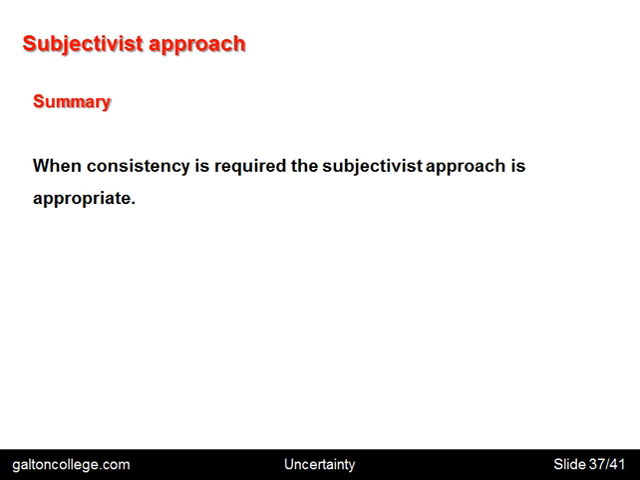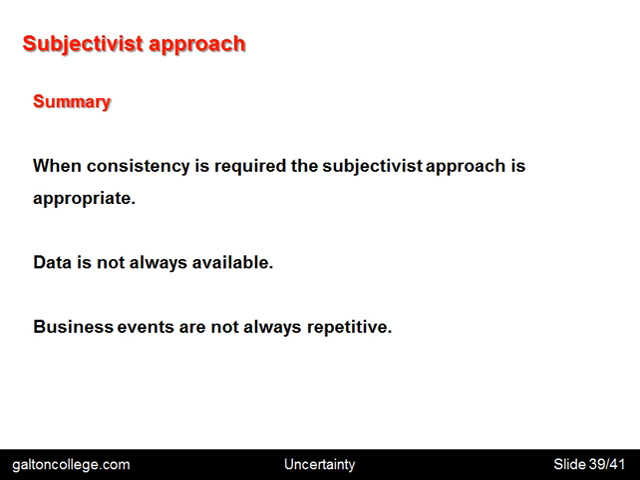So when consistency is required, we use the subjectivist approach. That's what we've come up with. Secondly, data is not always available, so sometimes we're forced into using the subjectivist approach because we don't have data. The problem is that business events are not always repetitive. Sometimes we only have a one-off, and if we have a one-off, it's difficult to calculate a probability. Well, we can't. It's like tossing the coin once. It comes down heads. Is it right for me to say, therefore, that every time I toss the coin, it'll come down heads? Obviously not.